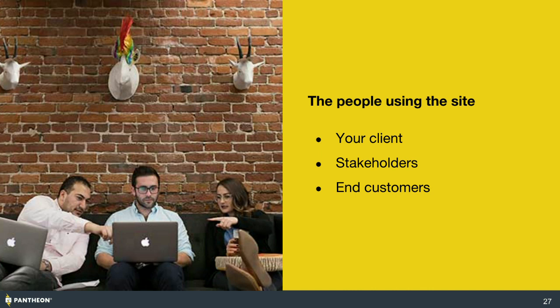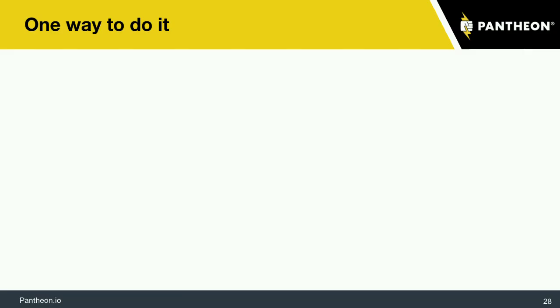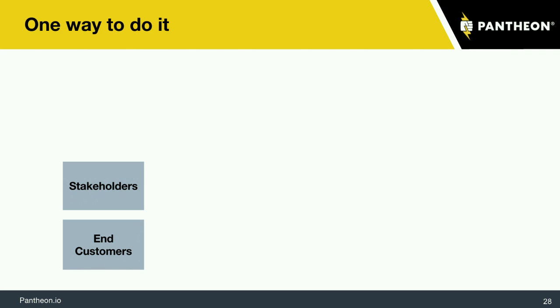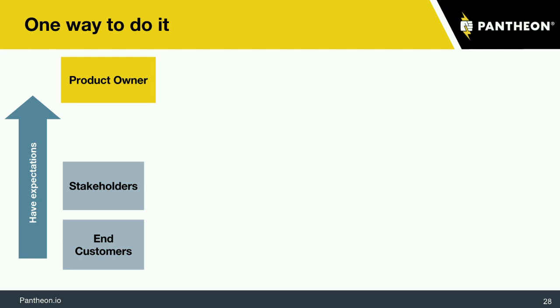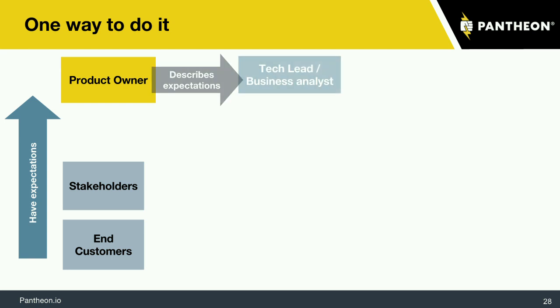Often you have a main point of contact with your client. You have stakeholders who are working at the same company as your client, and they have their own end customers. And one way to conceptualize how all of these different people work together is by separating each group from one another. You have the stakeholders and the end customers, and they have expectations for what the website is supposed to do, and they may communicate that to the one person at your client who really owns the website as a whole. You can call that person a product owner.